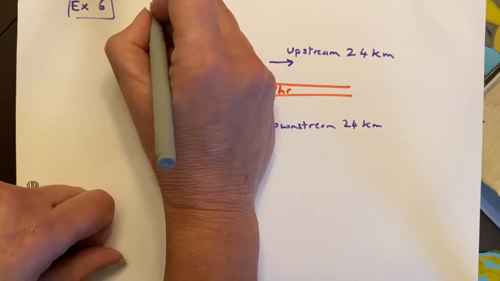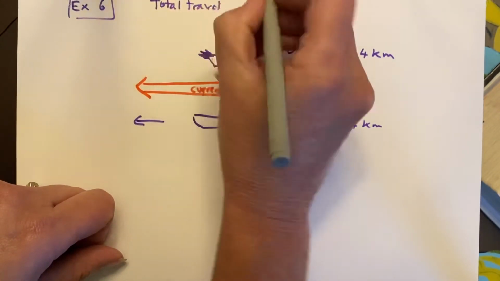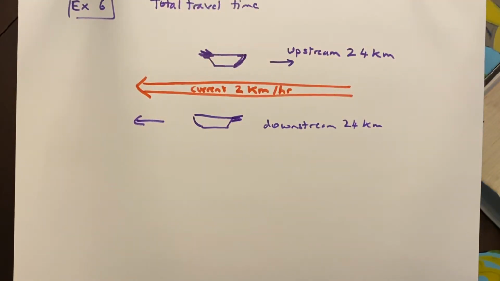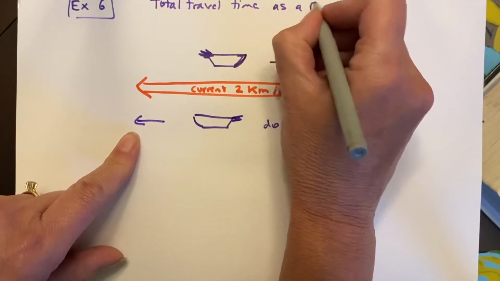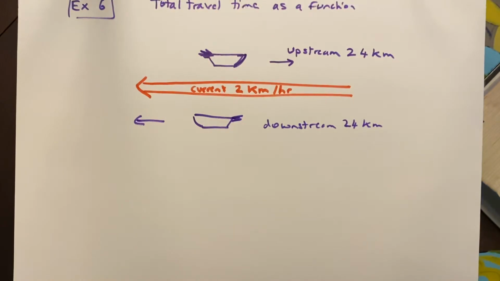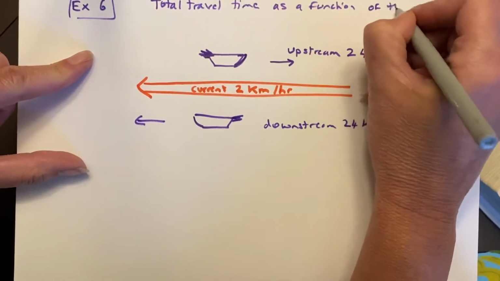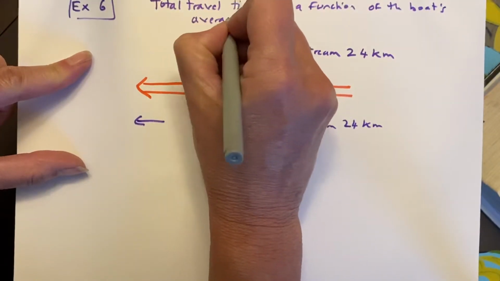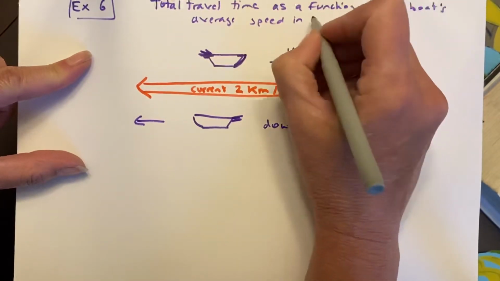So I want total travel time for the boat as a function of the boat's average speed in still water. In other words, if it didn't have the current.